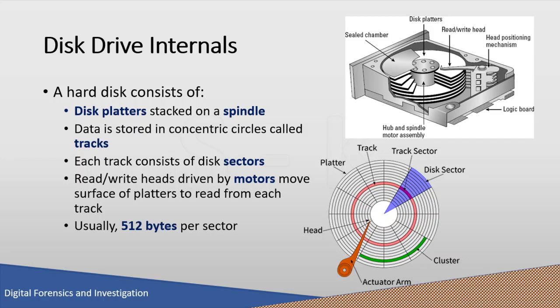We also have clusters, and a cluster is the smallest logical storage unit on the hard drive. So the file system divides storage on the disk into discrete chunks of data for efficient disk utilization and performance. These chunks are usually known as clusters, and a file is normally allocated a certain number of clusters.